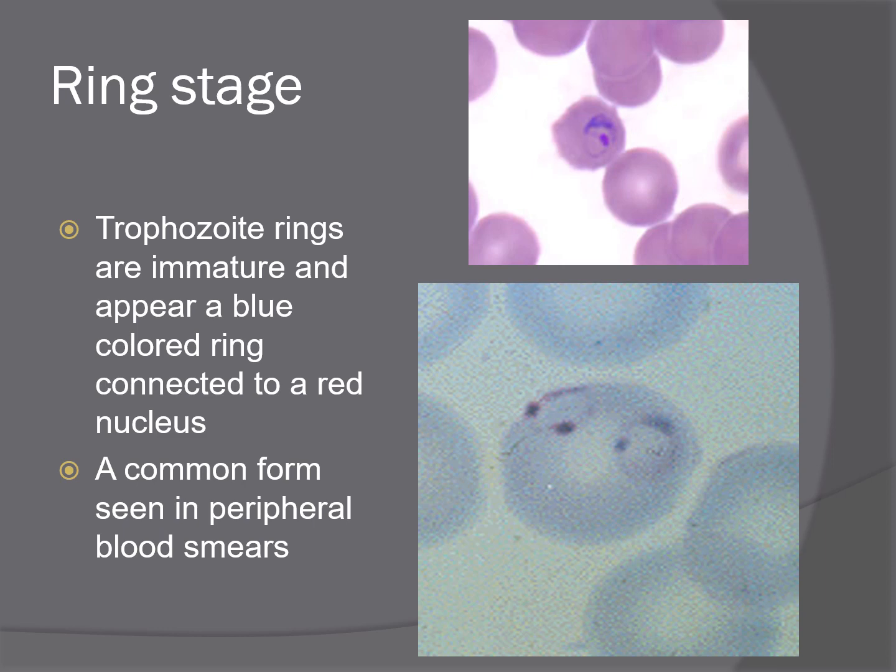Take a look at the ring stage. This is from merozoite development, and what you can see in the ring stage is a dot of chromatin with a trophozoite ring around the dark chromatin dot. This is a common form seen in peripheral blood smears. Got to be careful though, because it almost looks like a platelet laying on top of the red cell.